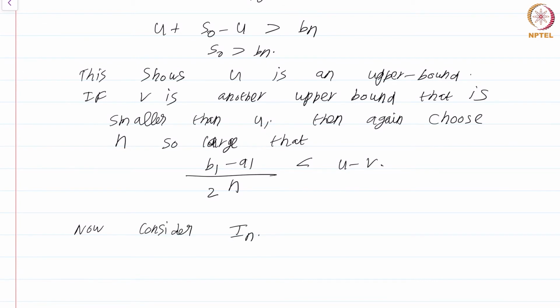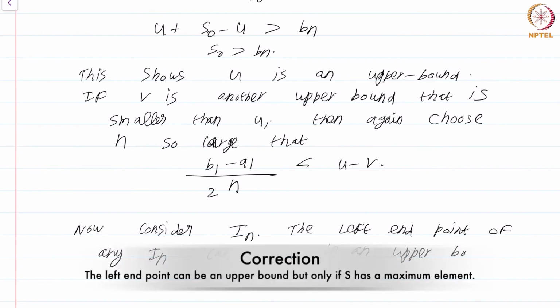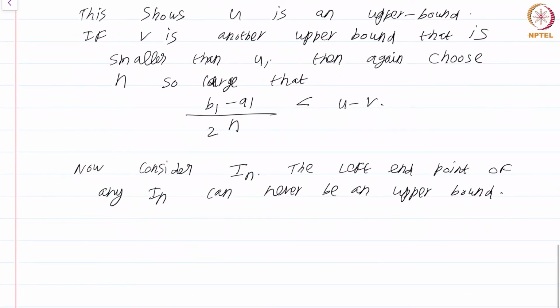Again, if you carefully look at our construction, the left endpoint of any In can never be an upper bound. That's exactly the way these intervals In were constructed. The right endpoint will always be an upper bound. The left endpoint will never be an upper bound. That's exactly how this was constructed. Okay, please check that. Once you have that the left endpoint cannot be an upper bound, same picture with a slightly different orientation will finish the proof.